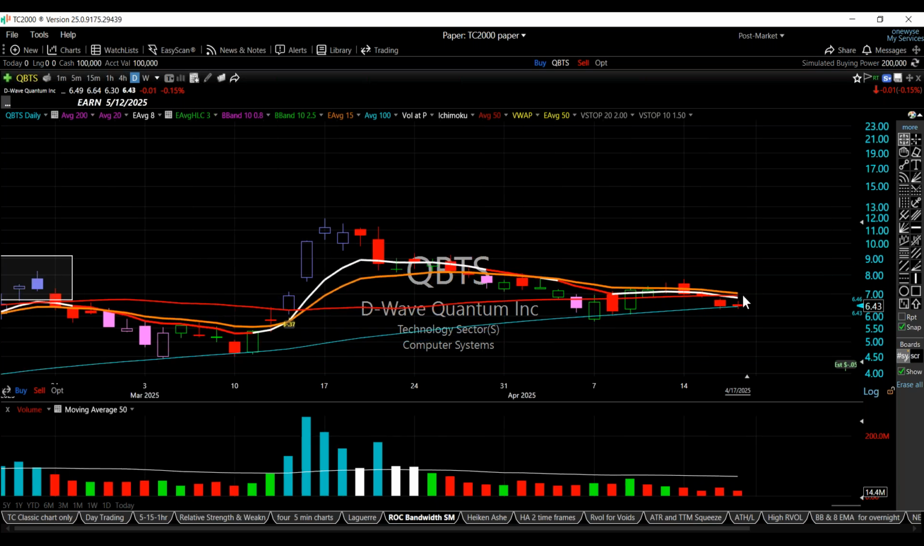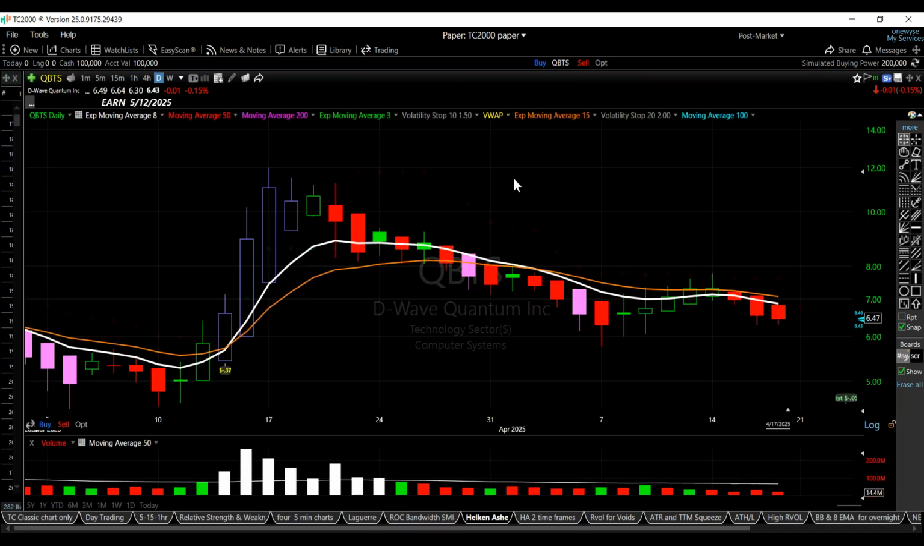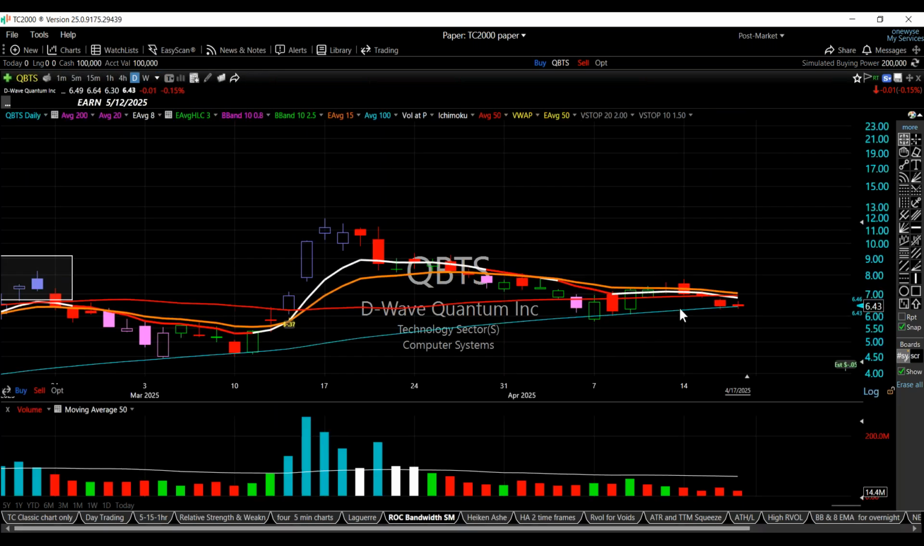For me, criteria-wise, this is not a good trade. It's got to either break below the 100 and confirm below it, or break above the 50 and confirm above it. And here's your Heiken Ashi on it right here, just kind of chopping around. But you've got to take other things into consideration when you're looking at Heiken Ashi. Where are my support and resistance levels?